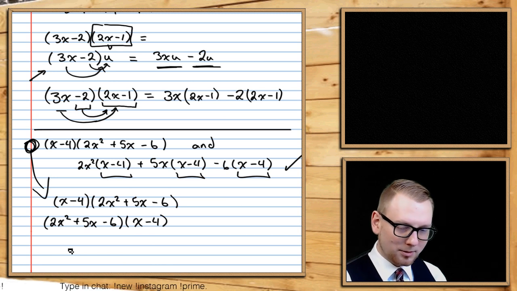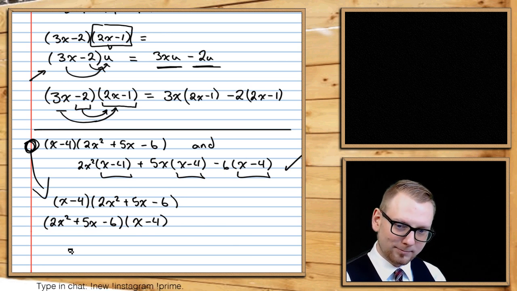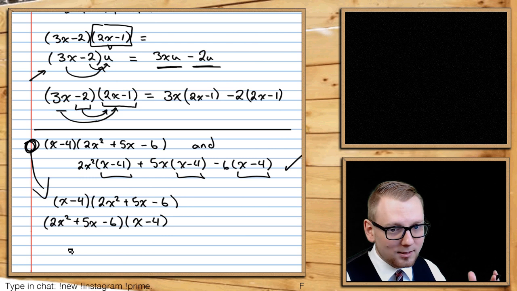Yep, that's the first term. 5x times x minus 4, that's the second term. Minus 6x minus 4, that's the third term.